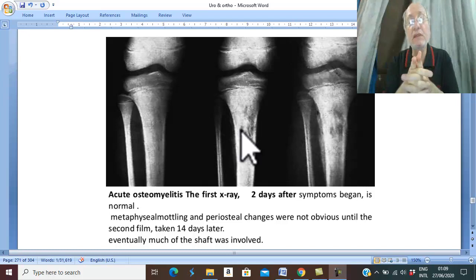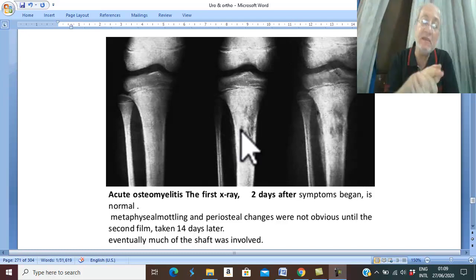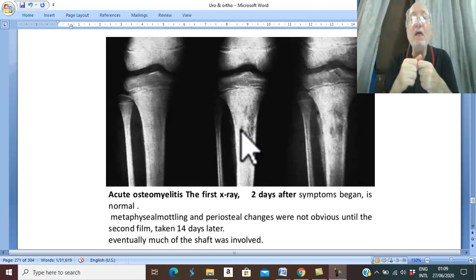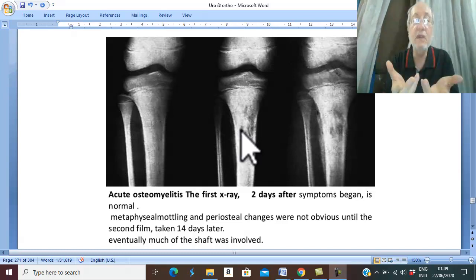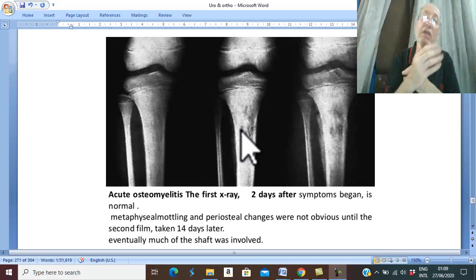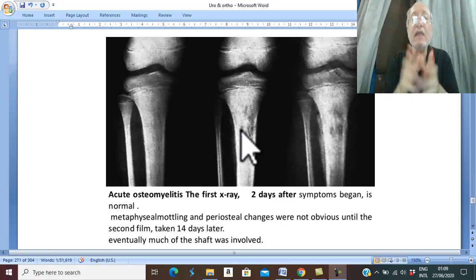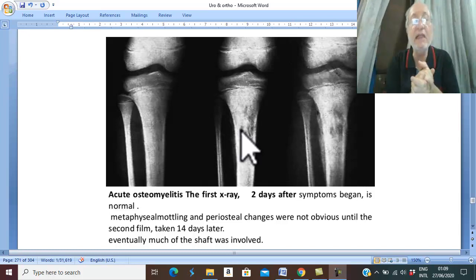If the acute osteomyelitis shows any evidence of chronicity, treat the chronic osteomyelitis as we will mention in the next video.